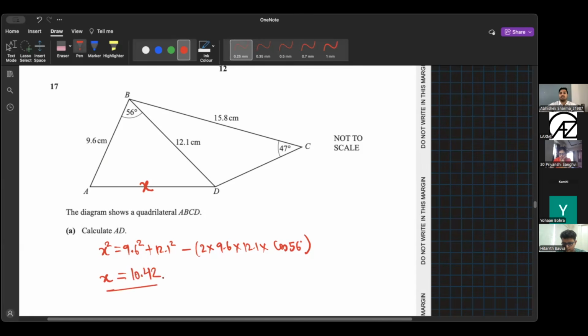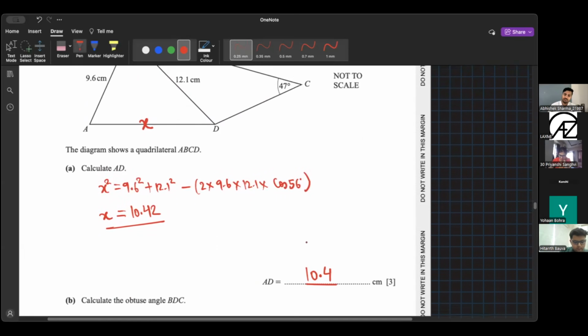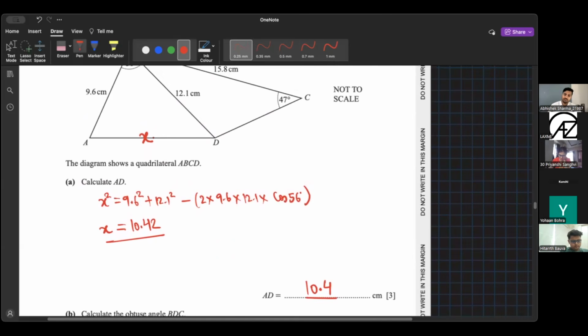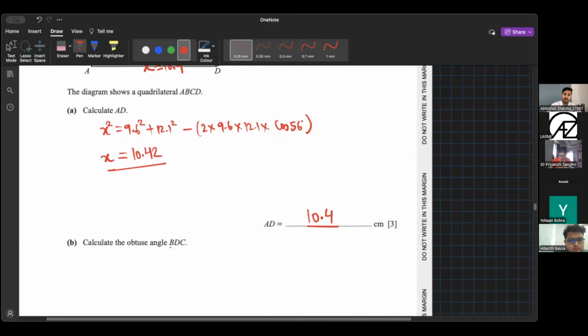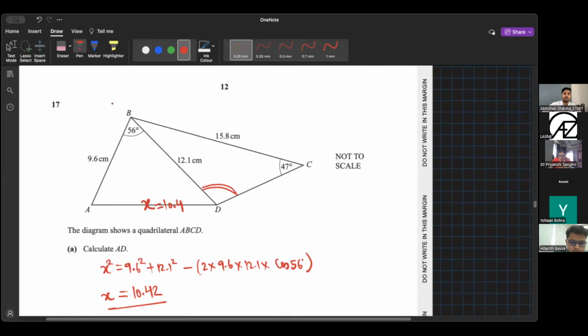Right? Did we all get 10.42? Yes, sir. So correct up to three significant figures, we can write x as 10.4. Now it says calculate the obtuse angle BDC. BDC, this is the angle that they are telling us to find. This angle, right? So we can apply a sine rule here.